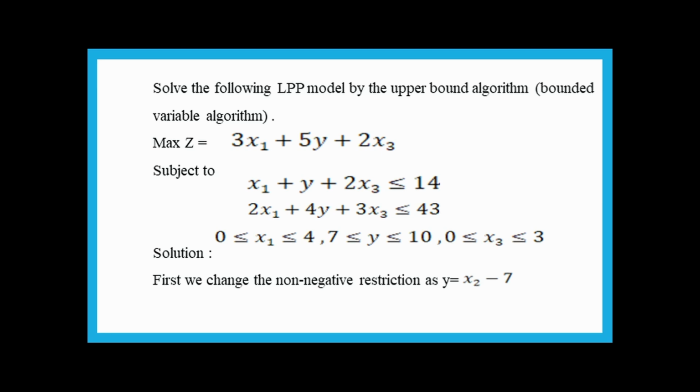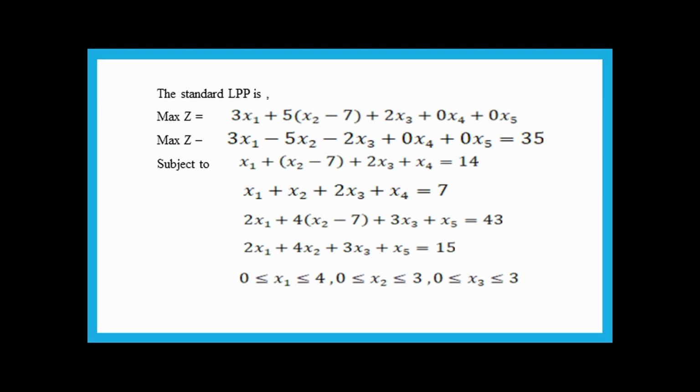So first we have to change this non-negative restriction as y equal to x2 minus 7. Now the standard LPP is maximize z equal to 3x1 plus 5, in terms of y, we have to substitute x2 minus 7, plus 2x3. In this LPP, the constraints are less than or equal to type, so we have to add slack variables x4 and x5. So the maximization z will be 3x1 plus 5 into x2 minus 7 plus 2x3 plus 0x4 plus 0x5.